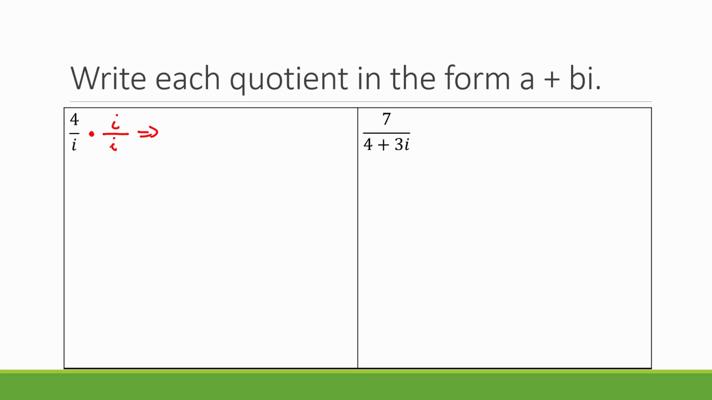Now my numerator, 4 times I is 4I. In my denominator, I times I is I squared. Again, the whole reason we wanted to make that into I squared is because we know that I squared is equal to negative 1. Then we can simplify that a little bit more. 4 divided by negative 1 is going to be negative 4I.